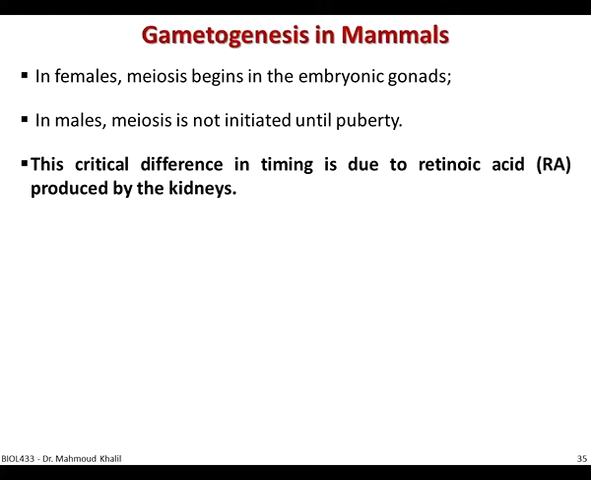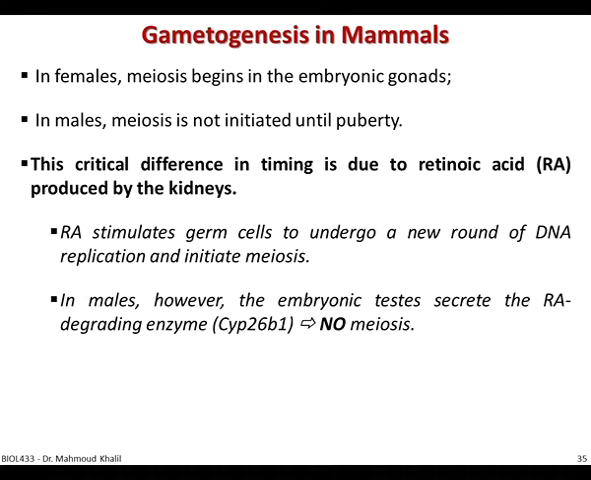So for gametogenesis in general in mammals, in females, meiosis, as we said, begins in the embryonic stage, while in males, meiosis is not initiated until puberty. This critical difference in timing is due to a very important molecule, retinoic acid, which is produced by the kidneys. So the fetus inside the uterus has kidneys which can secrete retinoic acid. And now we'll see how this retinoic acid is very important in deciding the type of gonads.